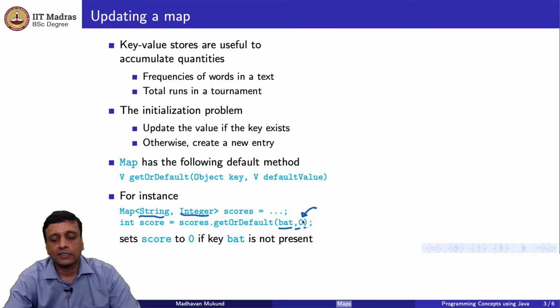So this is an extra version of get which Java provides, getOrDefault. You can provide a default value. If the key is there, you get the actual value. If the key is not there, you get the default value. So how do we use this, right?